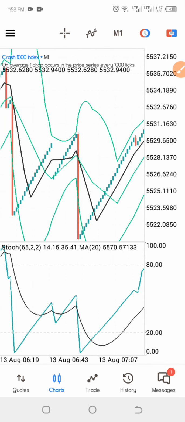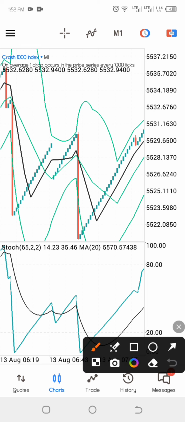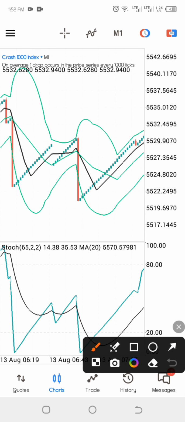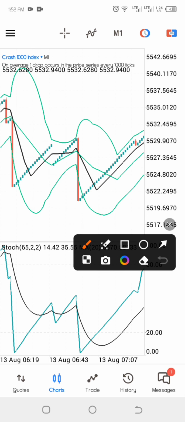Now let's talk about how this strategy works. One thing I want you to keep in mind is that we are mainly focused on the main chart to give us the signals we want. The main chart is going to be the one to give us the signal, and the indicator window is the one we are going to follow to give us the main signal we want on the main chart.